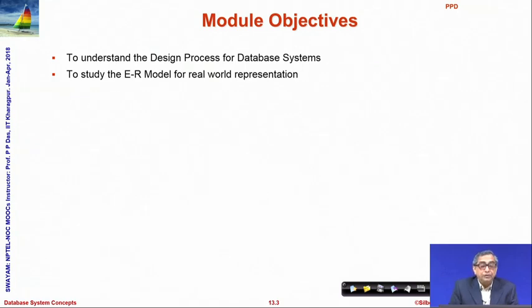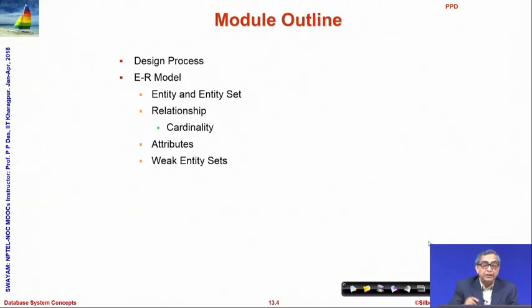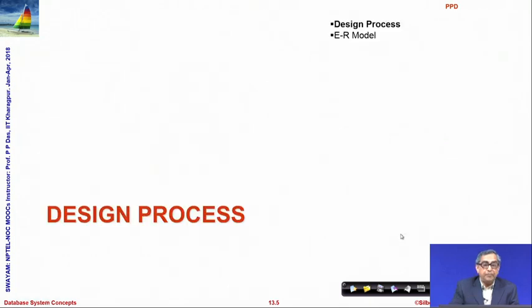So, after an overview of the design process, we will study the entity relationship model, which is used to represent the real world. Whatever exists in the real world will have to be represented for our use and final representation in terms of different relations.